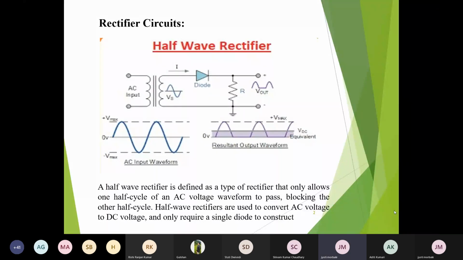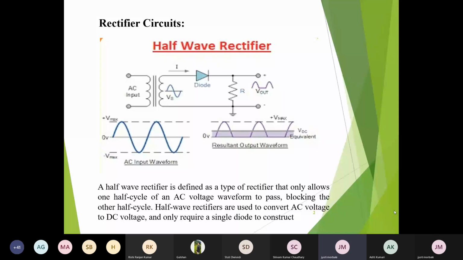Now we are going to see the next component, that is the diode. Look at the orientation of the diode. The anode of the diode is connected to the upper terminal of the transformer secondary winding, and the cathode is connected to one terminal of the load resistor, RL. The other terminal of the load resistor is connected to the ground along with the lower terminal of the secondary winding of the transformer.